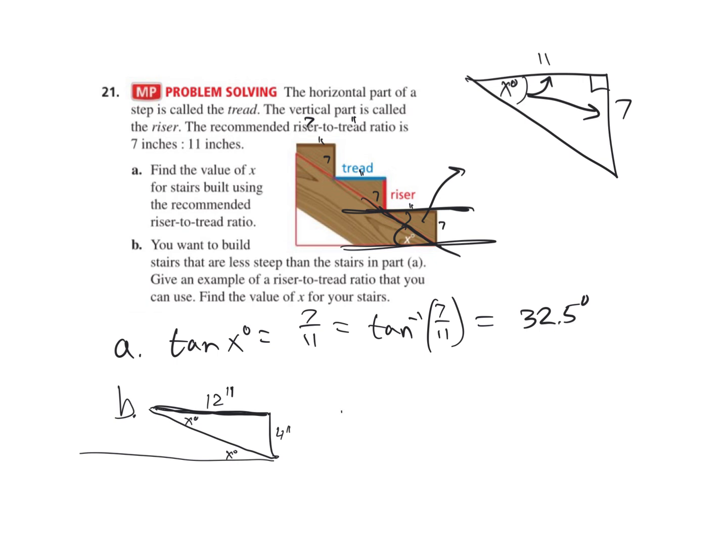So let's do the same problem again. It's going to be the arctangent of what? 4 over 12, which is 1/3. So 1 divided by 3 is 0.3 repeating. Take the arctangent of that, and the degree is 18.4 degrees. Okay, so that's just an example. You got to choose what you wanted to do with it, but you wanted your degree to be less.